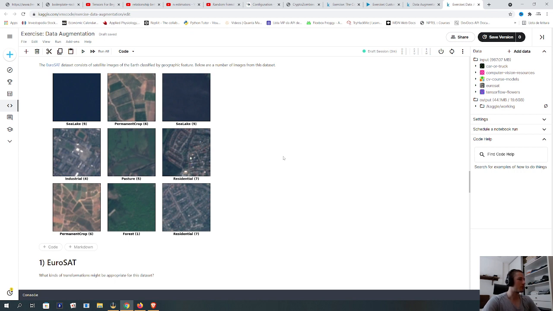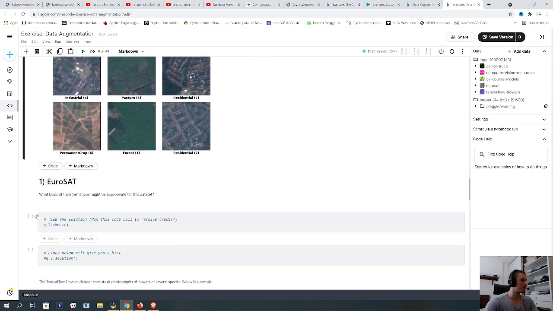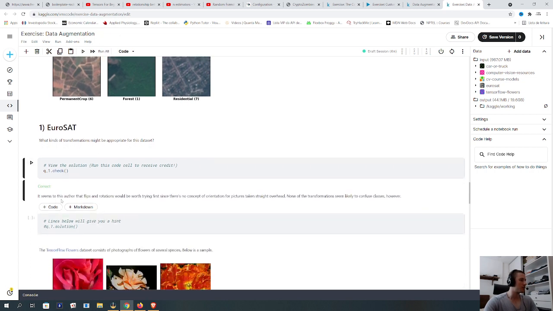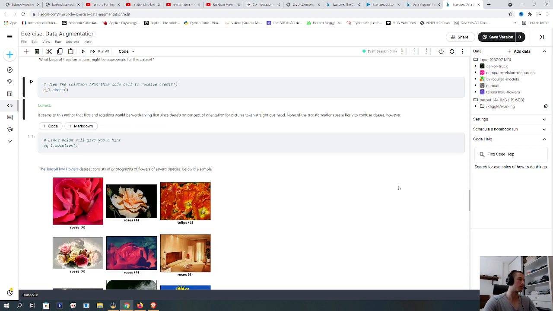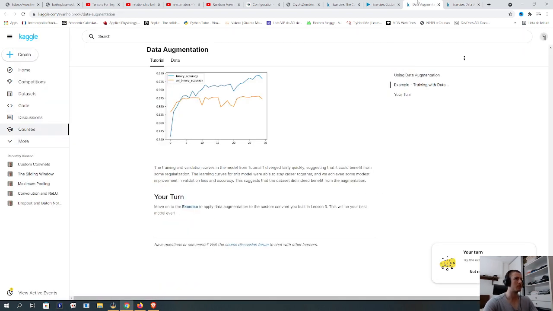So it would have to be something that changes the image but still maintains the core aspect, which is that it is from Earth. So maybe the size? I don't know. It seems flips and rotations would be worth trying, since there's no concept of orientation for pictures taken straight overhead. None of the transformations seem likely to confuse classes, however. So apparently rotation is fine.